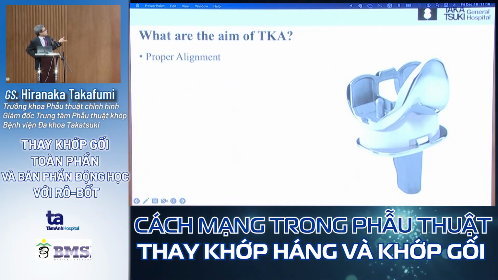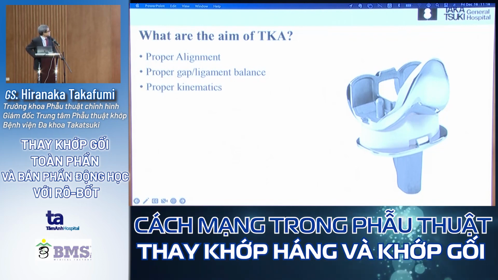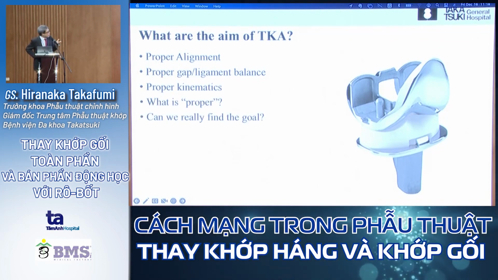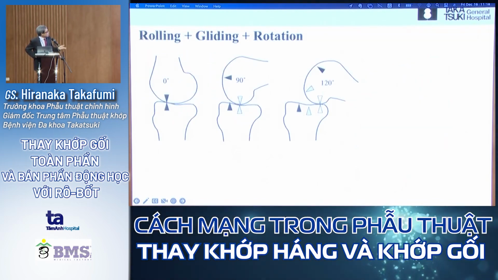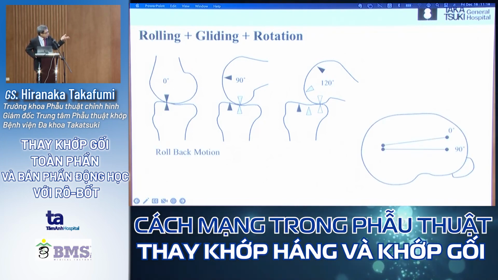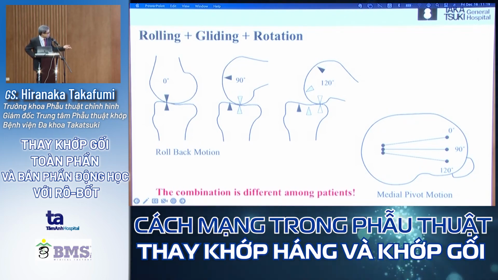Basically, the aim of TKA is proper alignment, proper gap and ligament balancing, the proper kinematics. But what is the proper? Maybe this goal is different among the patients, so we don't know what the final goal is. Because the kinematic movement of the knee is very complex, with rolling motion, gliding motion, and rotation, the so-called medial pivot motion, and this combination is different among the patients. So we should restore the patient's normal characteristic of knee kinematics.